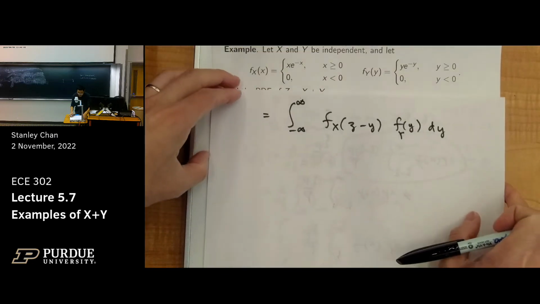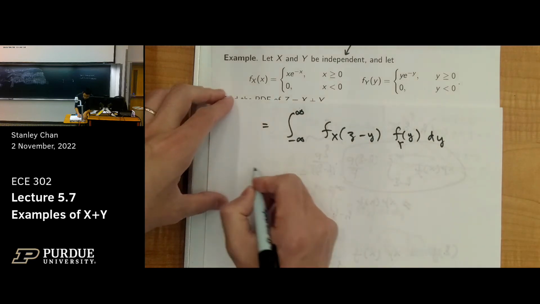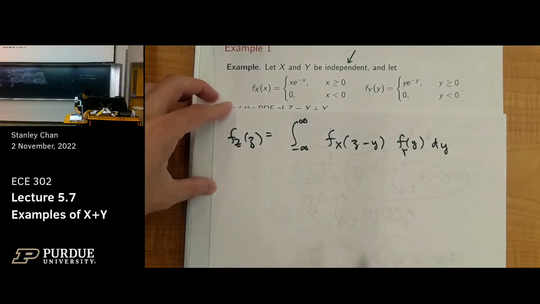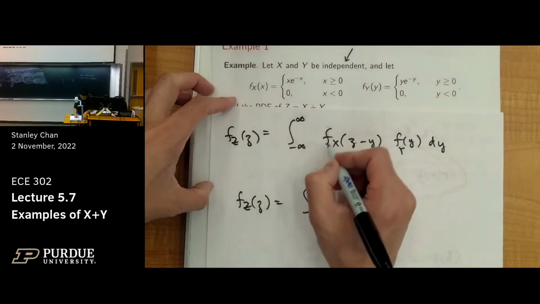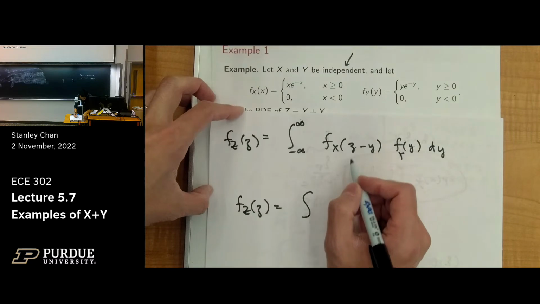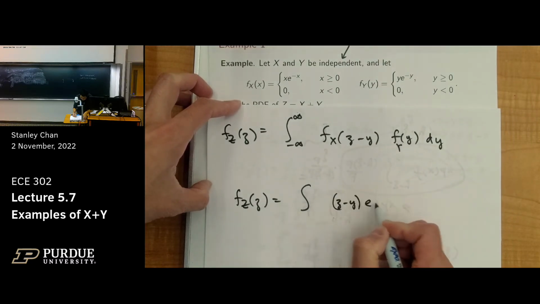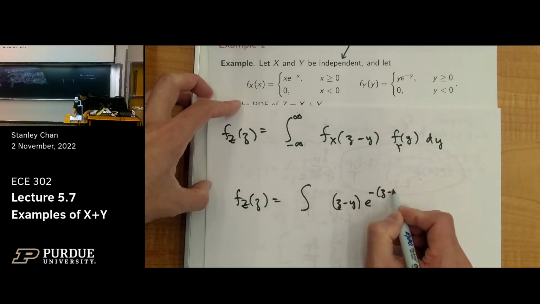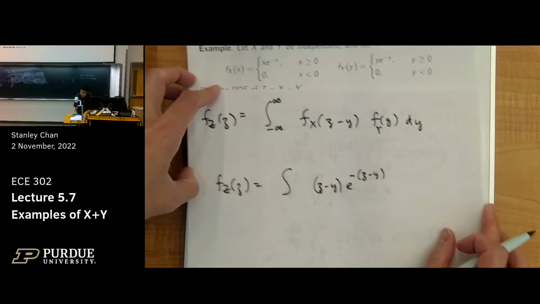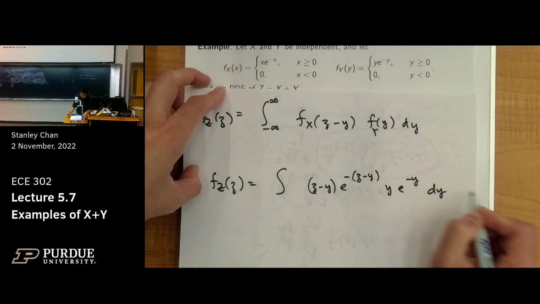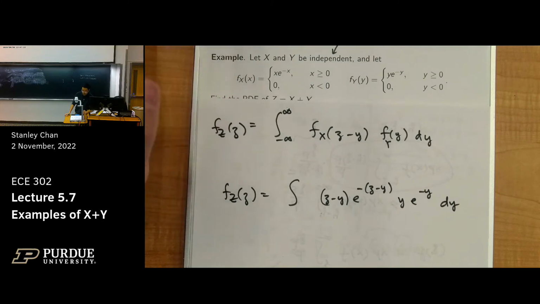Okay, so now we can plug in these two formulas. If you want to find, so this is fz of z. You want to plug in these two formulas, that's not too bad. So you have fz of z here. If we integrate, okay, and then you have fx. So fx evaluated at z minus y, so you have z minus y times e to the power minus (z minus y). So that's fx. Fy, you have y e to the minus y, and then dy. Okay, so life is good so far.